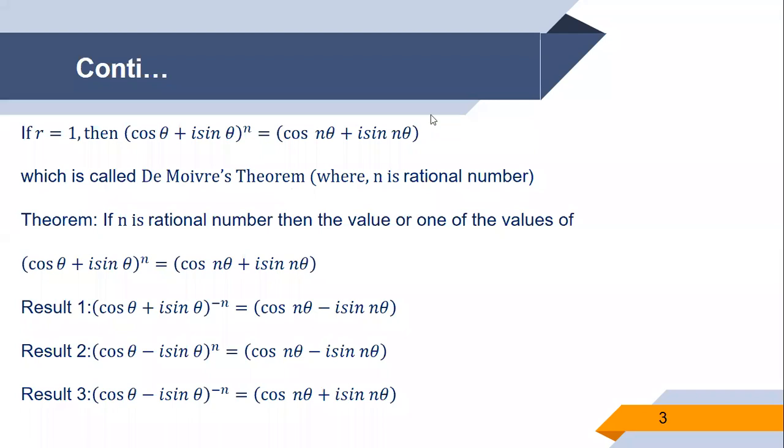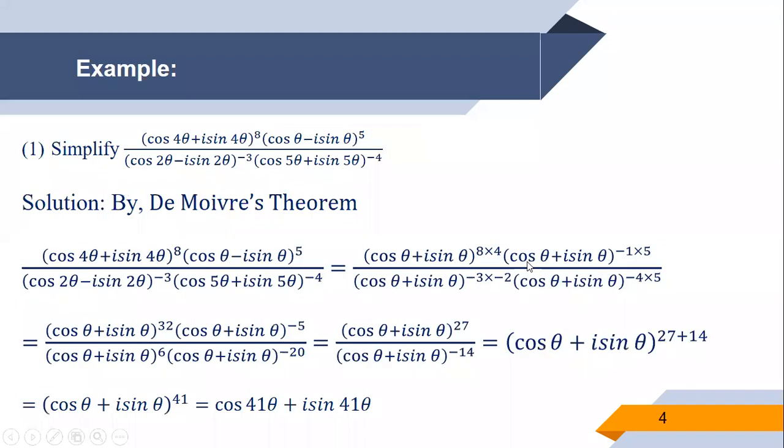So De Moivre's theorem is: if n is a rational number, then (cos theta + i sin theta) raised to n is equal to cos n theta + i sin n theta. Now, an example. Suppose some example is given and we simplify using De Moivre's theorem.